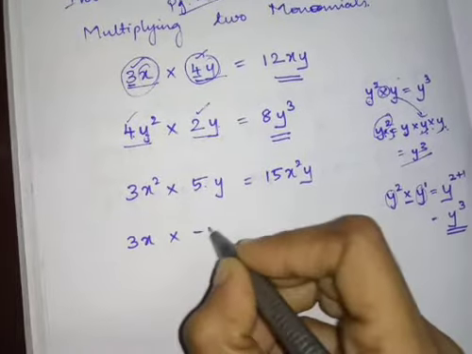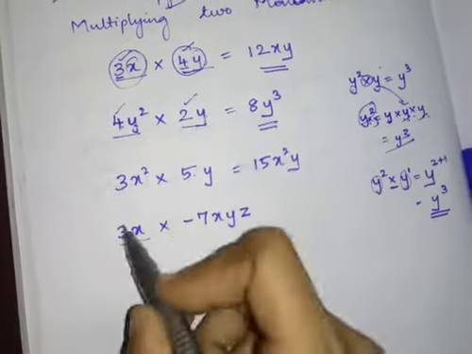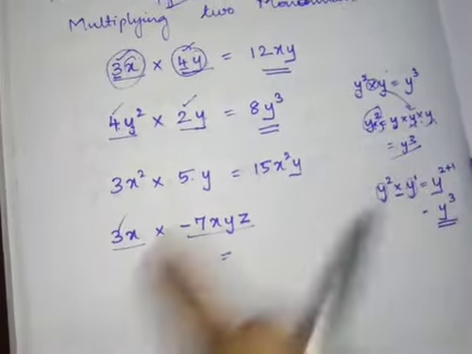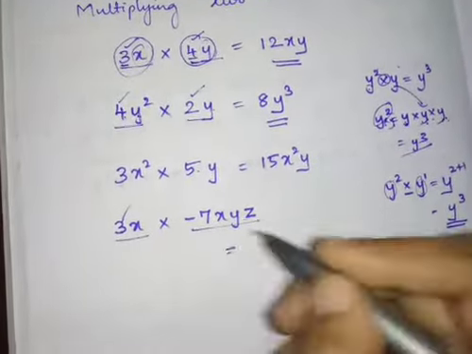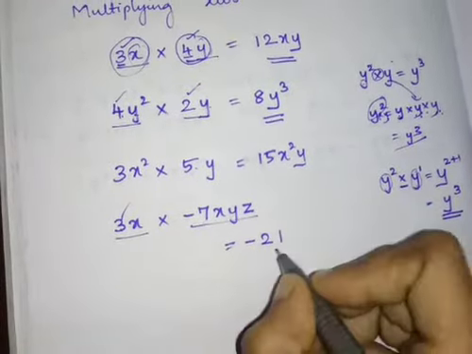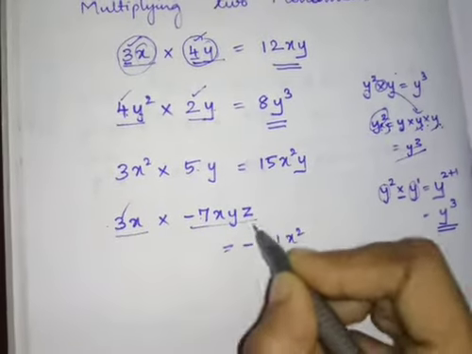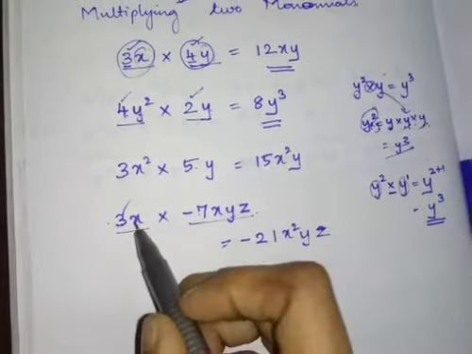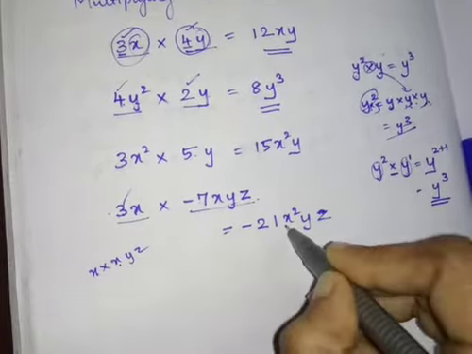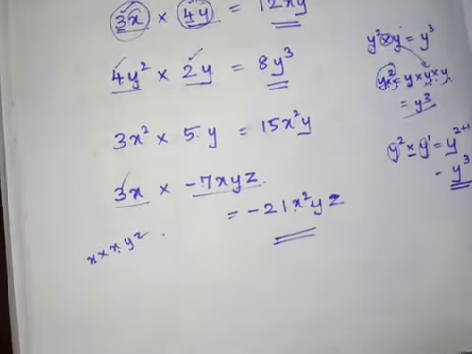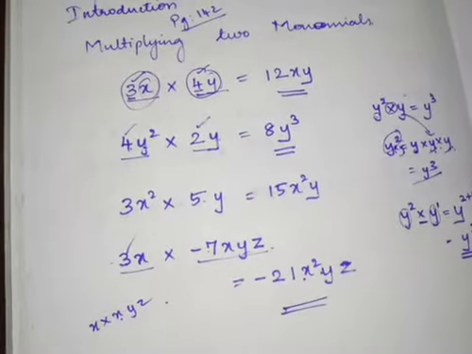3x into minus 7xyz. Okay. So 3x is one term, so it is a monomial. Minus 7xyz is one term, so it is a monomial. Now multiplying the numerical coefficients. 3 into minus 7, minus 21. 7 3s are 21, plus into minus, minus 21. x into x, x square, then yz. Okay, see, when you are multiplying x into xyz, it means x into x, x square, yz. So the answer is minus 21x square yz. So this is how you will do the multiplication of two monomials.